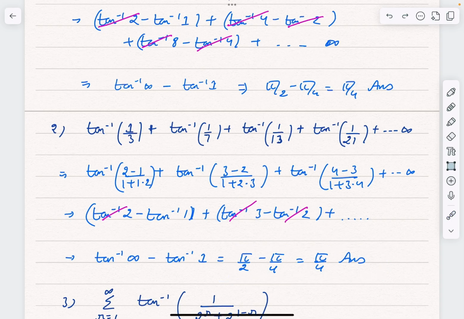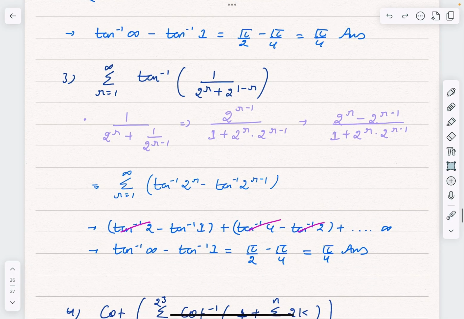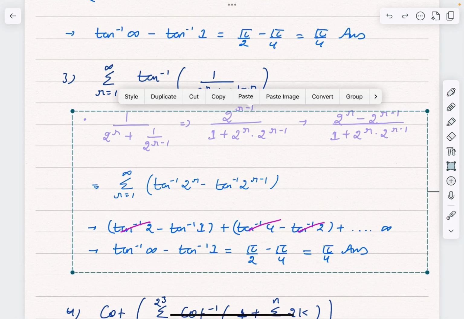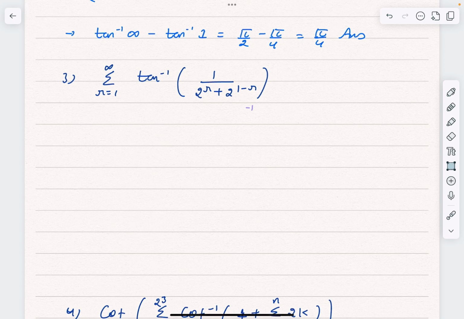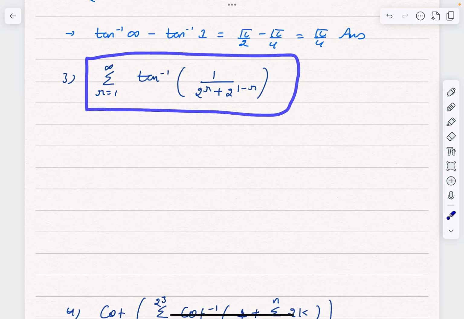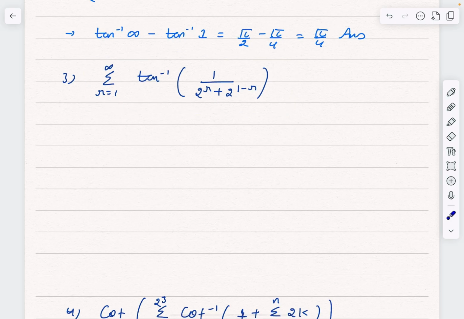Okay, I hope it is clear, guys. Next one. Now they'll give some problems in terms of this summation and all. So summation r equals 1 to infinity tan inverse of 1 by 2 power r plus 2 power 1 minus r. Give it a try, guys, then we'll start discussion.